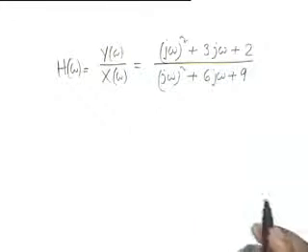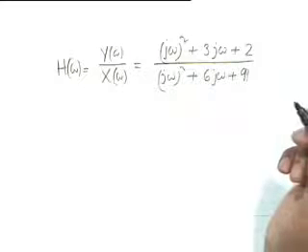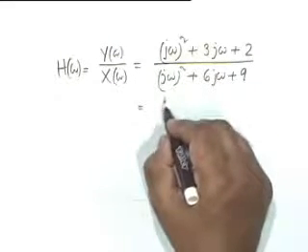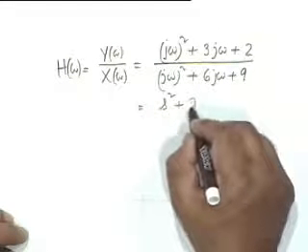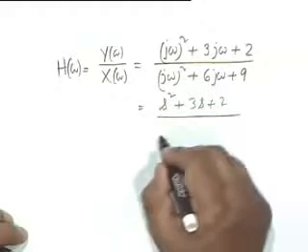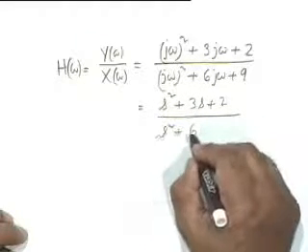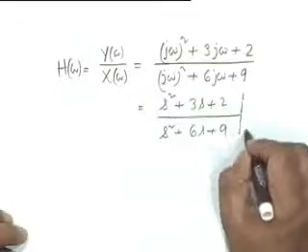Alright. It is conventional, instead of writing j omega every time, to write this as s squared plus 3s plus 2 divided by s squared plus 6s plus 9 under the condition s equal to j omega. So you see, the frequency response function H of omega can be written down by inspection.